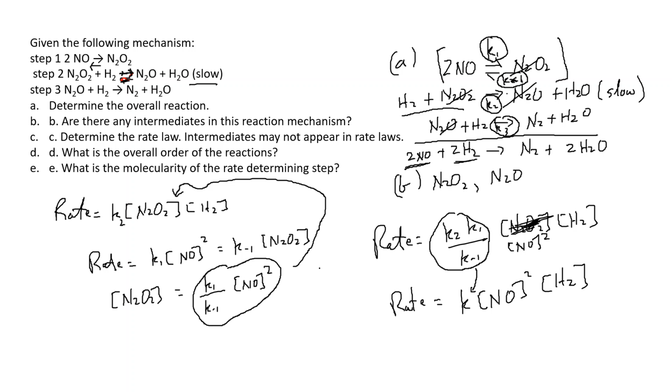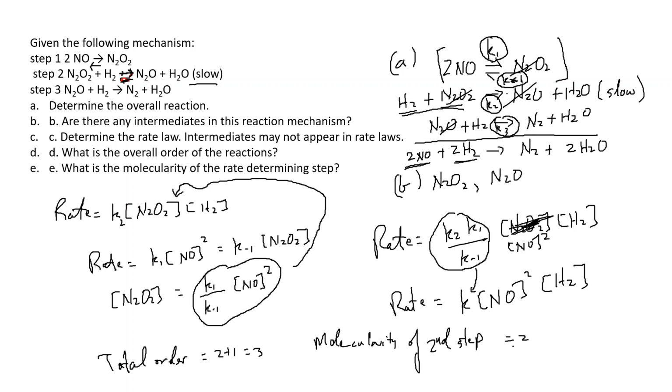And then in part D, very simple, the total order, let me do that over here. The total order would be the sum of the two orders in the equation, which would be 2 plus 1 equals 3. And the question is also asking what is the molecularity of the rate determining step. The rate determining step has two reactants, the H2 and the N2O2. So therefore, the molecularity of the second step is equal to 2. Okay, so that's basically how we do this particular problem.